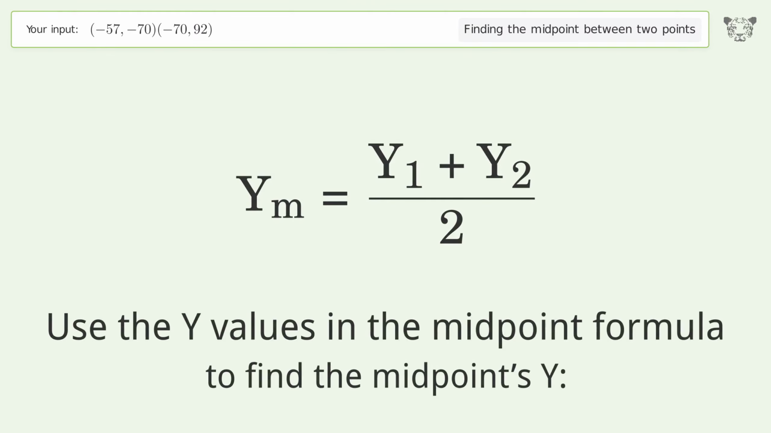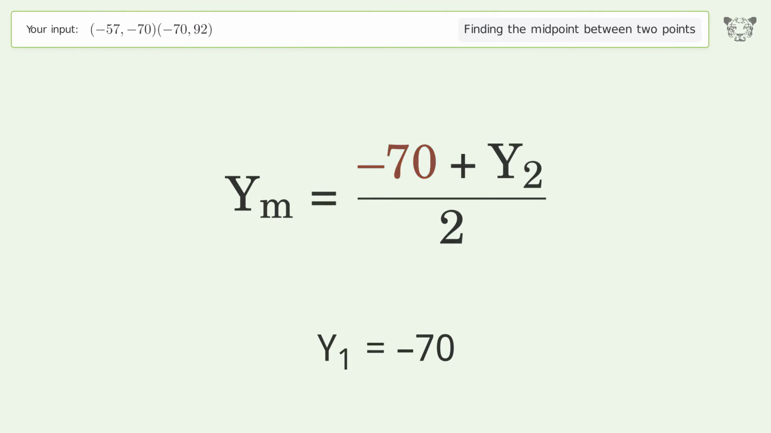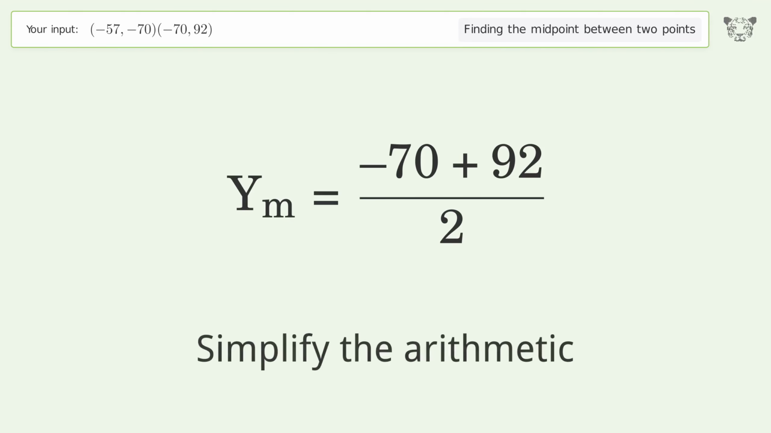Use the y values in the midpoint formula to find the midpoint's y. y1 equals negative 70. y2 equals 92. Simplify the arithmetic.